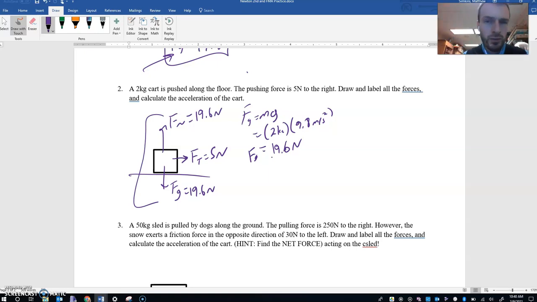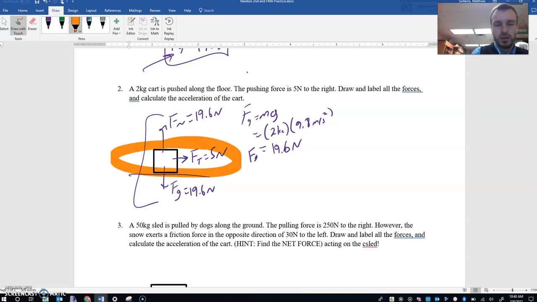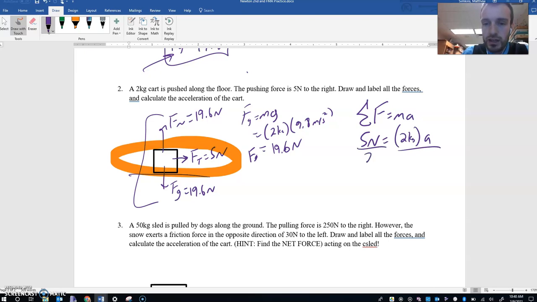Is there a leftward force to cancel out our rightward force? Look in this direction, right here. Is there anything to cancel that 5? No, there's not, which means there's an unbalanced net force, okay? What is that force? It's 5 newtons, and it's exerted on a 2 kilogram object, so we're tasked with finding the acceleration for that object. We do that by dividing both sides by the mass. 5 over 2 gives us 2.5 meters per second squared.